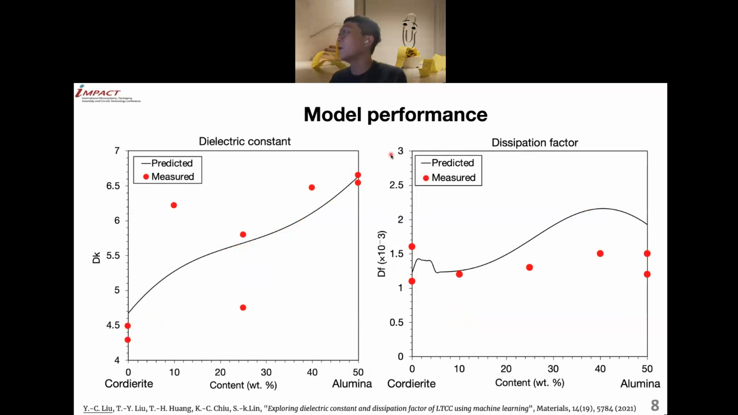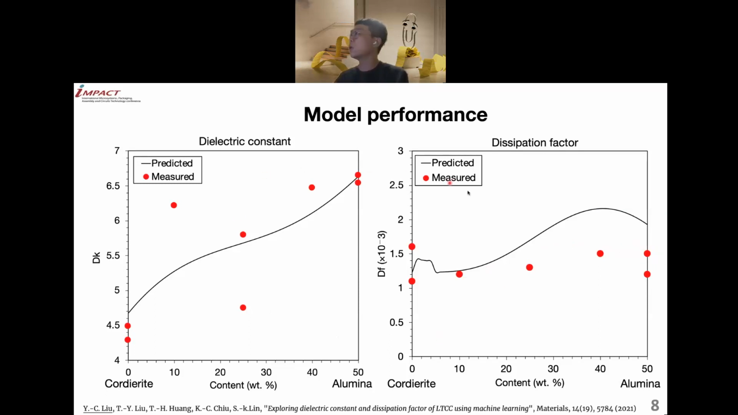To further evaluate the performance of the model, we can use this kind of cross plot. The red points are the measured data points. This is for the dielectric constant, and this is for the dissipation factor. You can see the black line shows the model predicted value. The model predicted value agrees well with the measured points. Here, even though we have a little bit of deviation between the measured and predicted ones, you can see the trend still agrees very well.